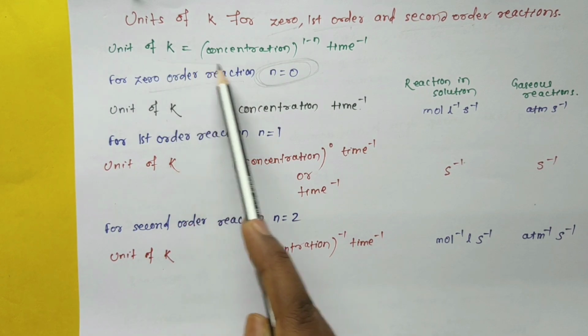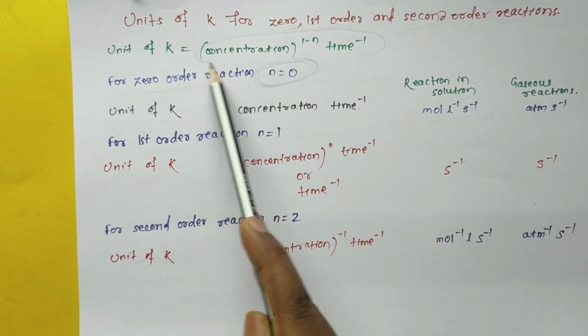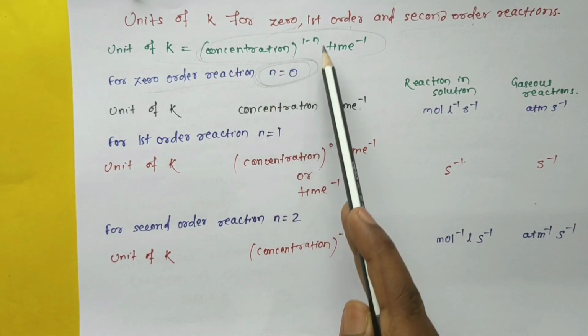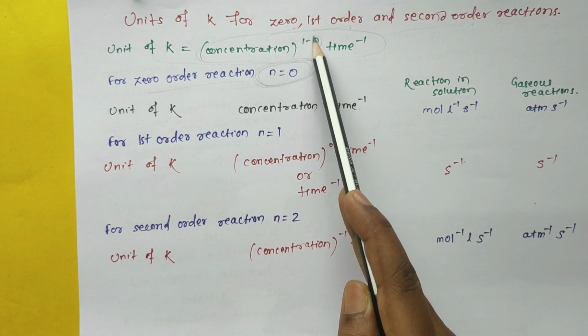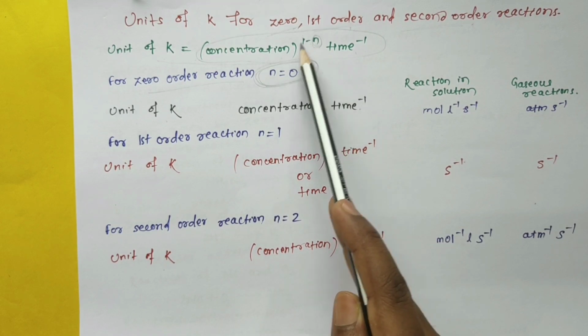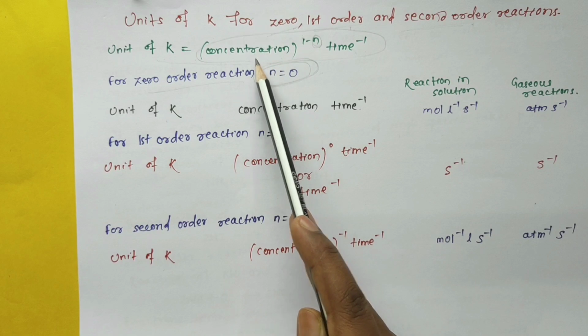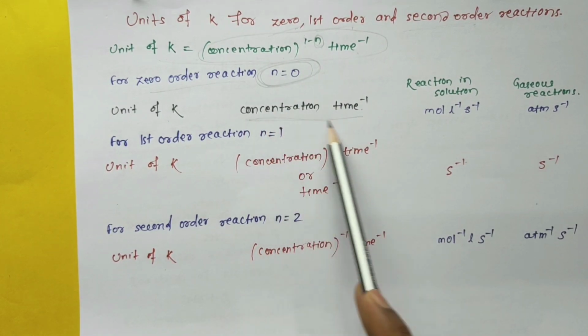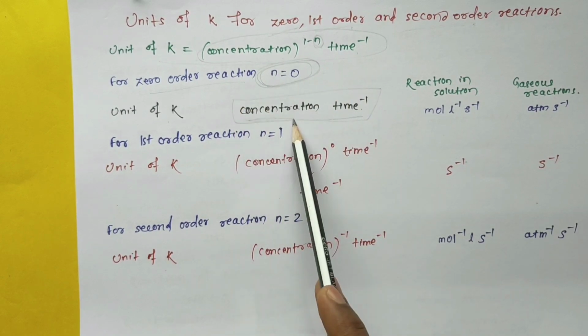And you know, the unit of K, we have just derived, is equal to concentration to the power 1 minus N, time inverse. So if we put the value of N equal to 0 here, then it will be 1 minus 0 is equal to 1. That means concentration to the power 1 time inverse. You see here, for a zero order reaction, this will be the unit.